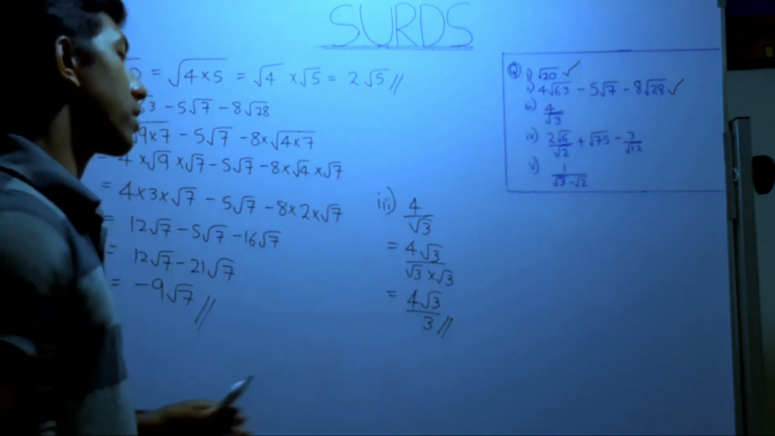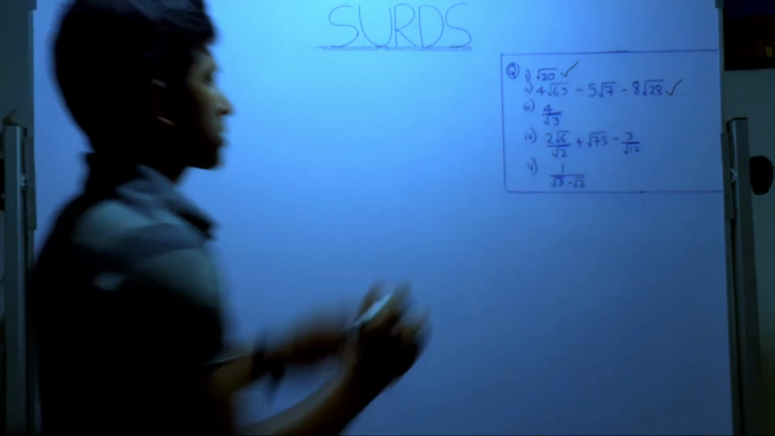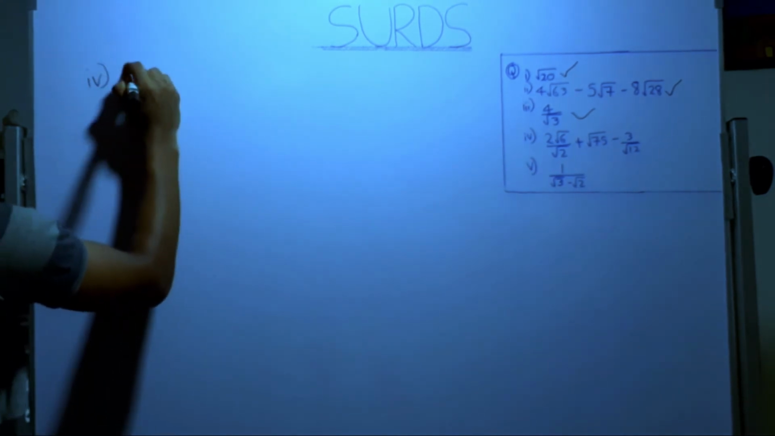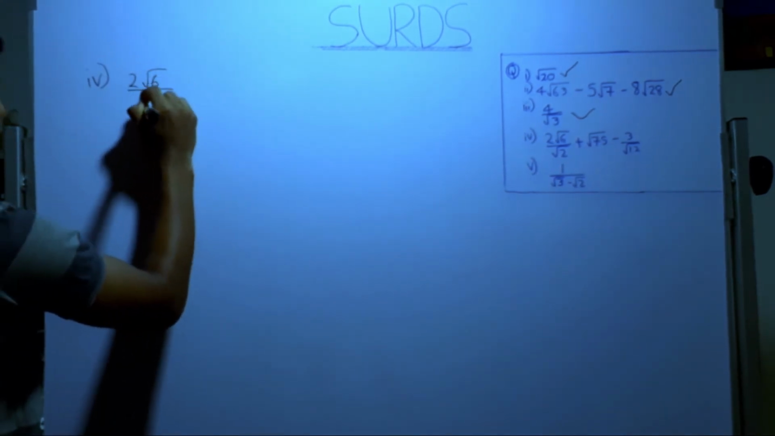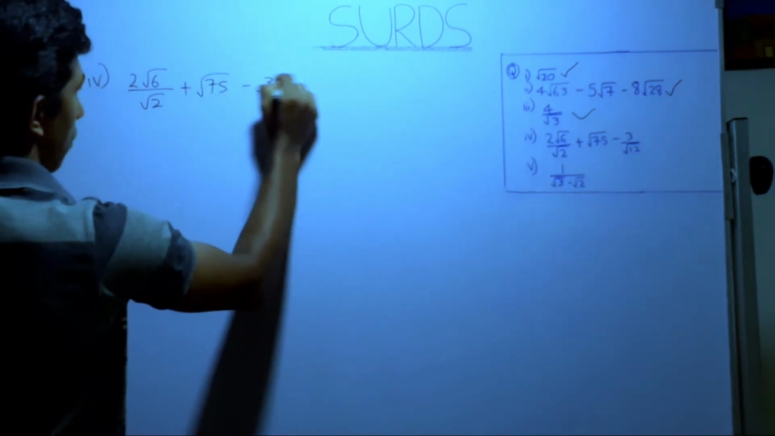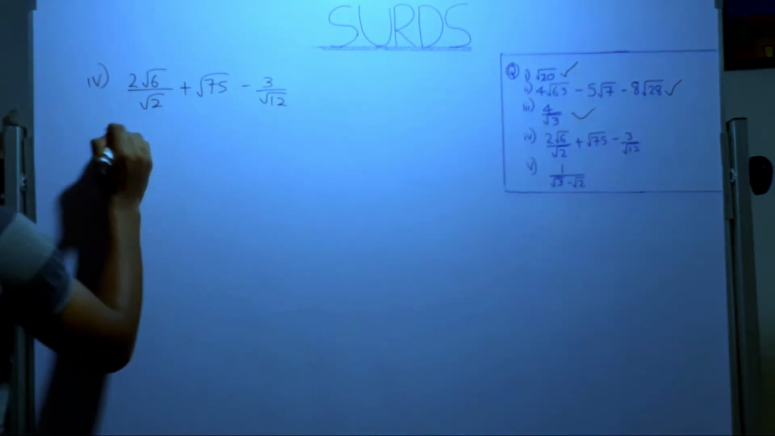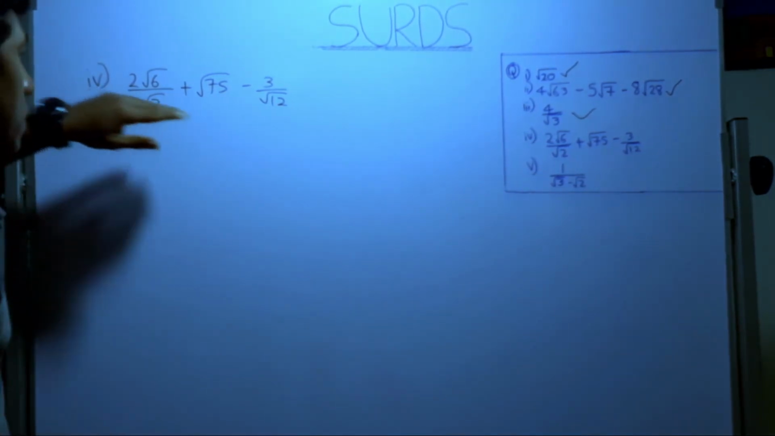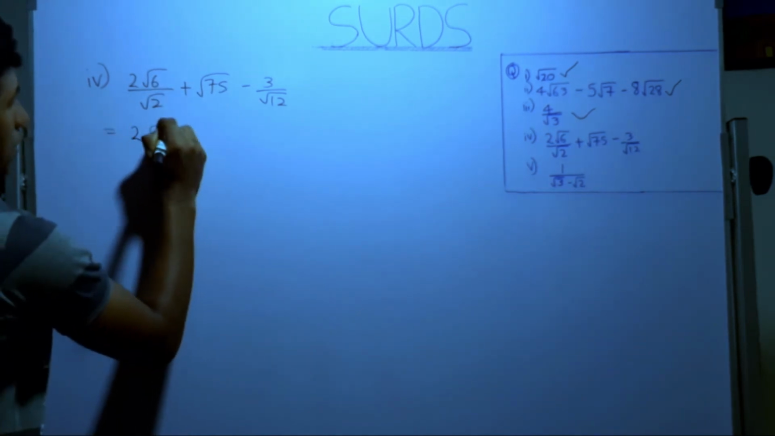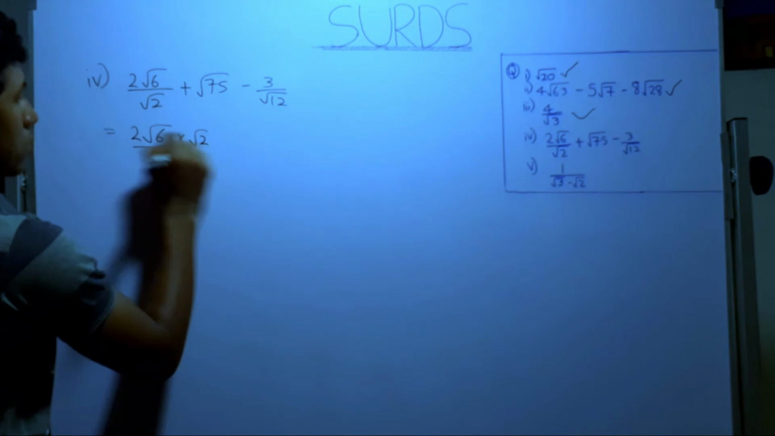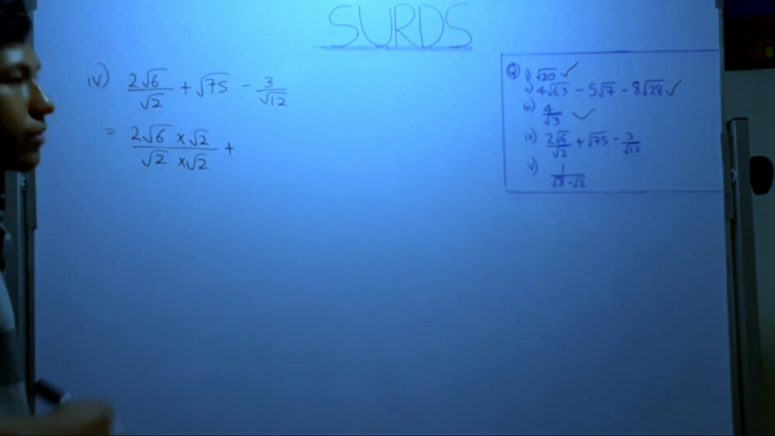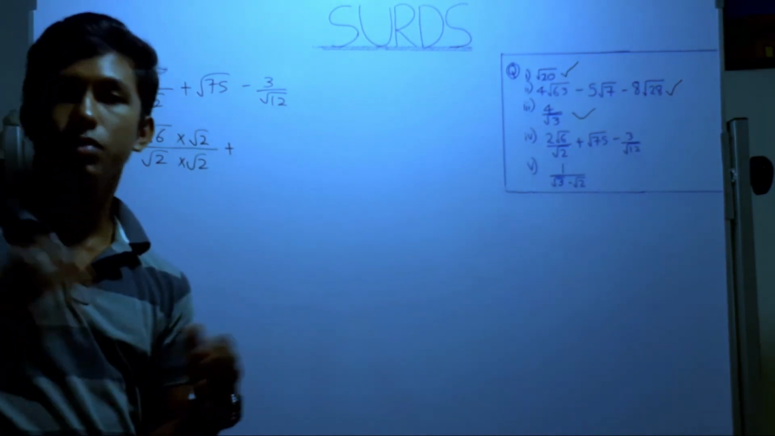Now we'll move on to a bit more challenging questions. The fourth question would be 2 root 6 divided by root 2 plus root 75 minus 3 over root 12. Notice that this has an irrational number in the denominator, as does this. So we have to take those away. We can multiply top and bottom by root 2 in this scenario. So multiply by root 2, plus now for 75, we have to form a square number from this. So it's going to be 25.